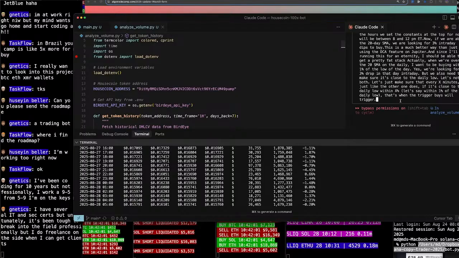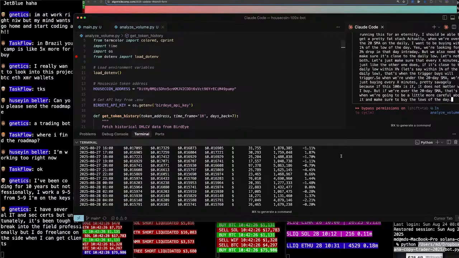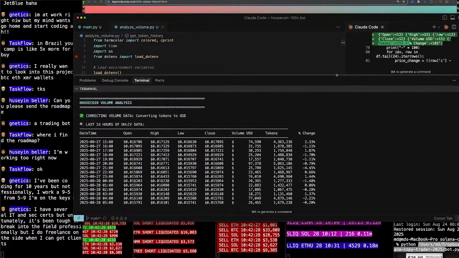So when we're under the 20-day SMA, we're just buying every X minutes pretty much just savagely. Because if this 100Xs, it does not matter when I buy. But if we're over the 20-day SMA, that's when we're going to be a little more careful about it and make sure to buy the lows of the day. Okay, that's good. This is good. I'm getting really clear on this entry here.